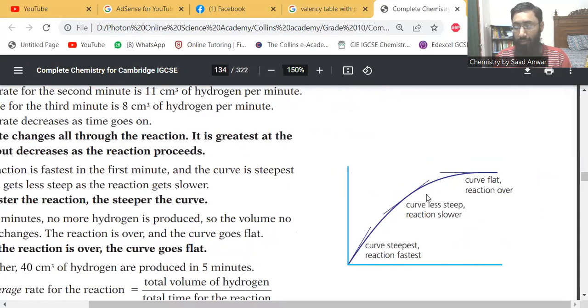This is the textbook for IGCSE chemistry. I am using a different textbook, and this is a curve here. See this part of the curve, it is steepest. Remember, when the curve is steepest, it means the reaction is fastest. And when the curve is less steep, it means the reaction is slower. And when the curve is flat, a horizontal straight line, it means the reaction is over, the reaction has stopped. Now the game is over.